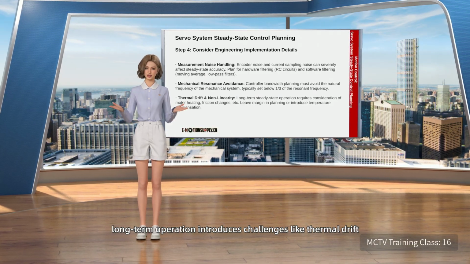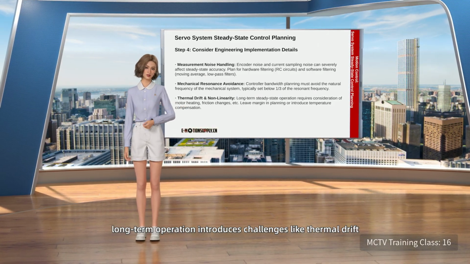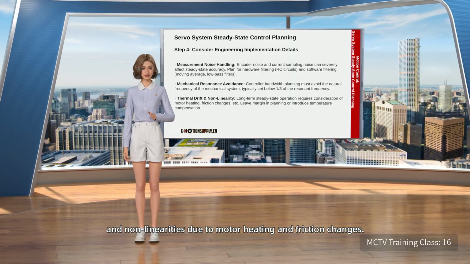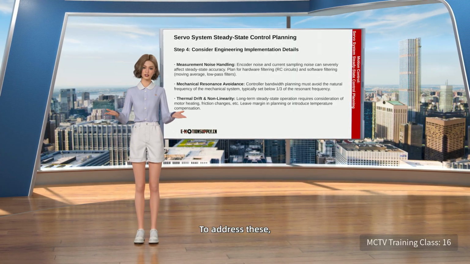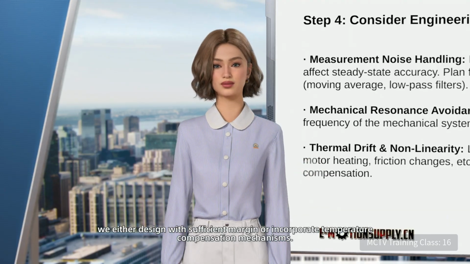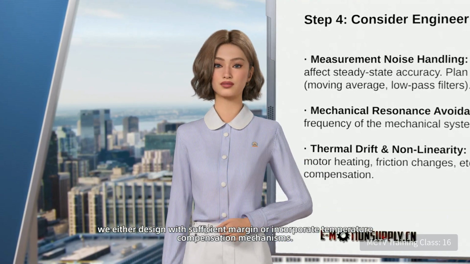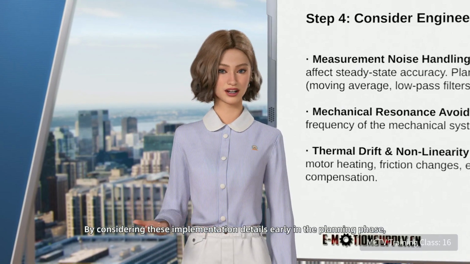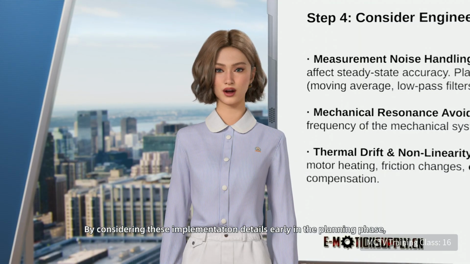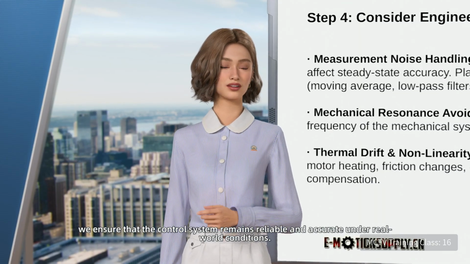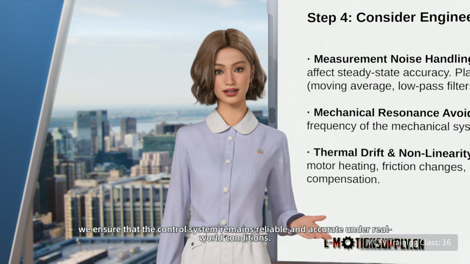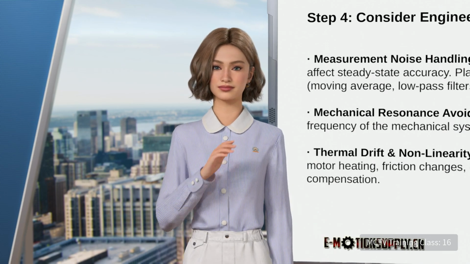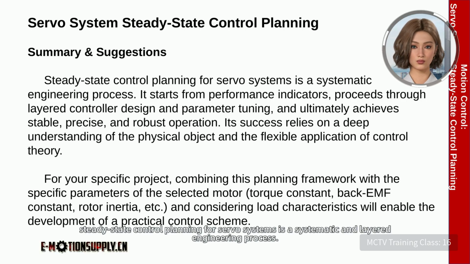Additionally, long-term operation introduces challenges like thermal drift and nonlinearities due to motor heating and friction changes. To address these, we either design with sufficient margin or incorporate temperature compensation mechanisms. By considering these implementation details early in the planning phase, we ensure that the control system remains reliable and accurate under real-world conditions. In summary, steady-state control planning for servo systems is a systematic and layered engineering process.